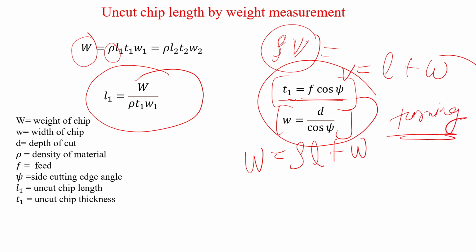This is a very famous formula in turning. Using this formula you can find it. This is very simple, and you just need to remember this formula. Okay, that is how to find the length of the uncut chip thickness.